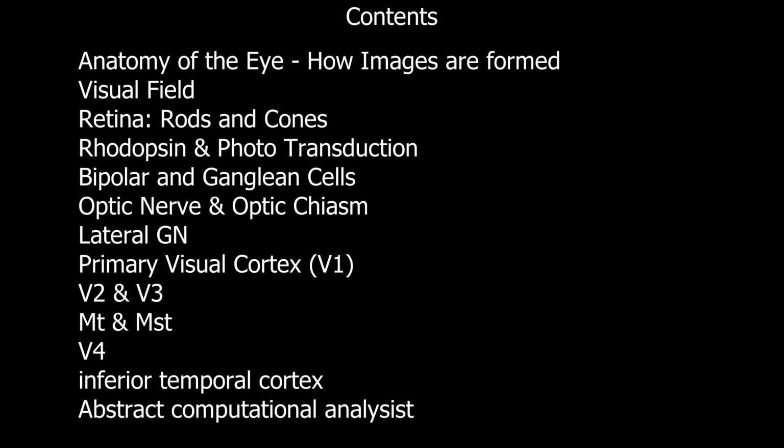After that, we'll look at some of the higher levels of processing that occur in various other regions of the brain, including V2 and V3, the MT and MST regions, V4, which has a lot to do with color, the inferior temporal cortex, interparietal sulcus, and some other regions that are of relevance. And finally, we'll conclude with a look at the more abstract computational analysis that the brain does, specifically how it takes the inputs that it receives from the retina and transforms those into visual perceptions, and how it recognizes objects and detects motion and depth and things like that.